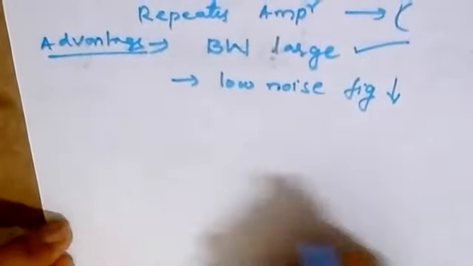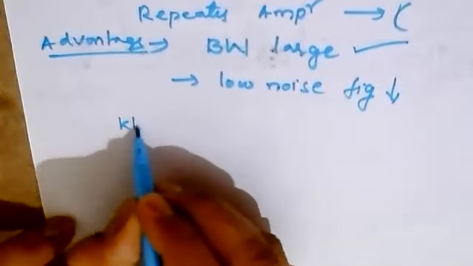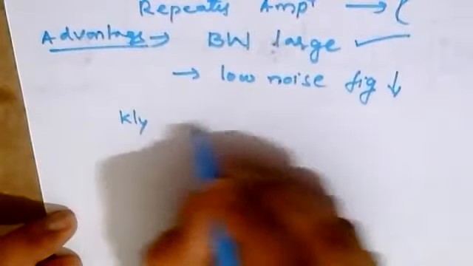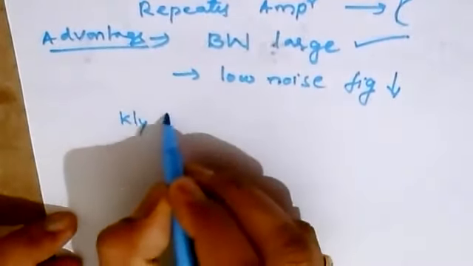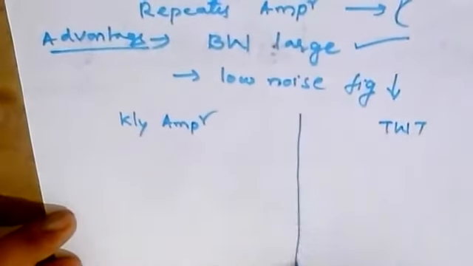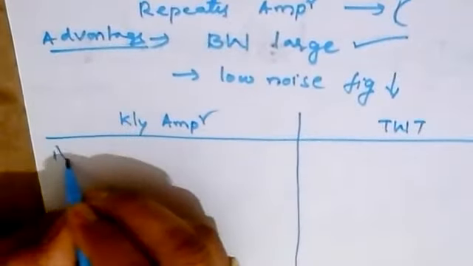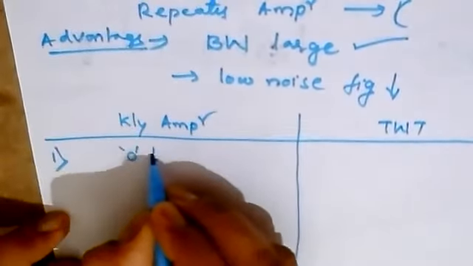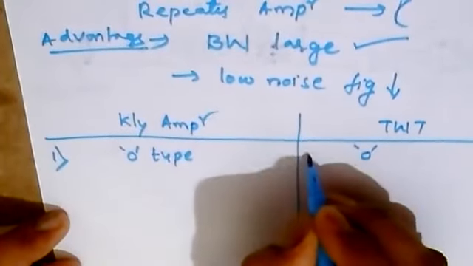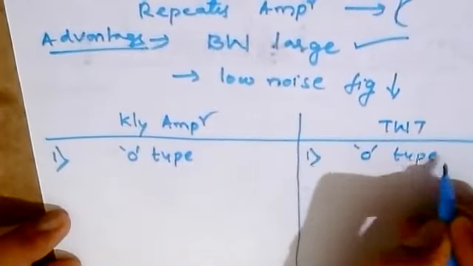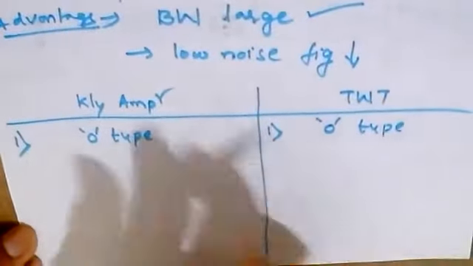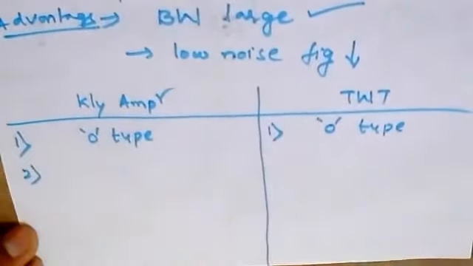Clearly, we can say there are some differences. I will give one or two differences, and thereby I'll end the class. I'll give one or two differences between the klystron amplifier and the traveling wave tube. The klystron is an O type tube, and similarly the traveling wave tube is also considered to be an O type tube. They may ask for the differences, for 2 marks or 3 marks, so you should be ready to answer with some small differences.